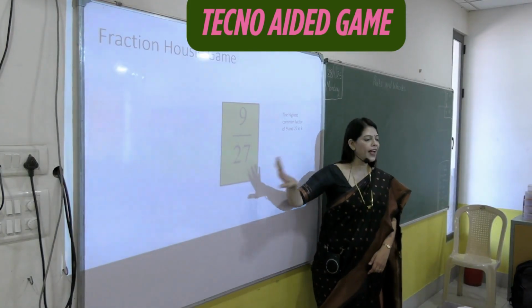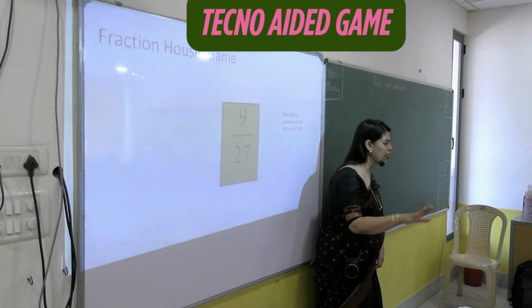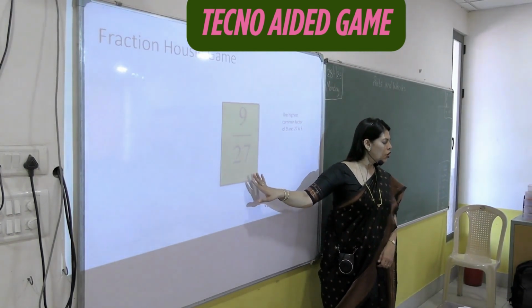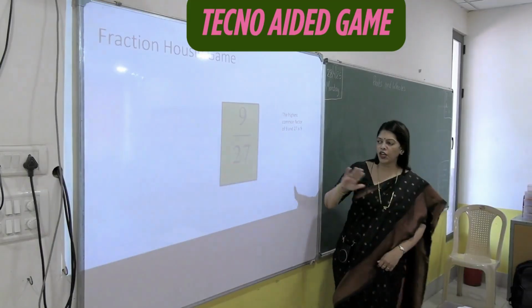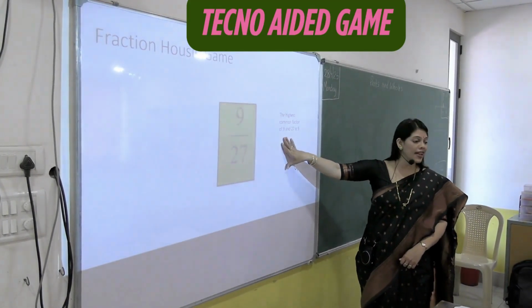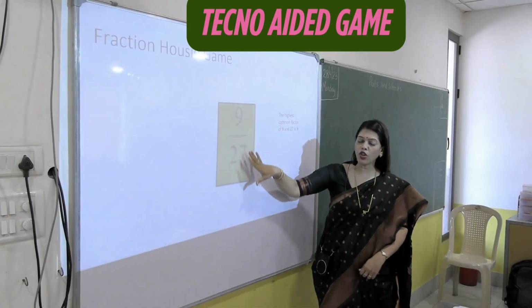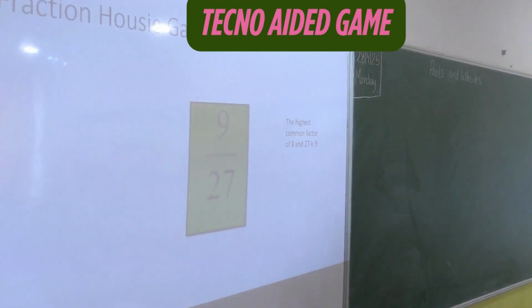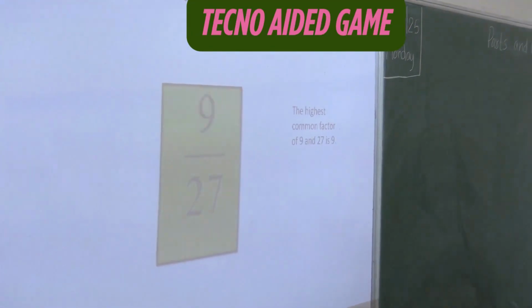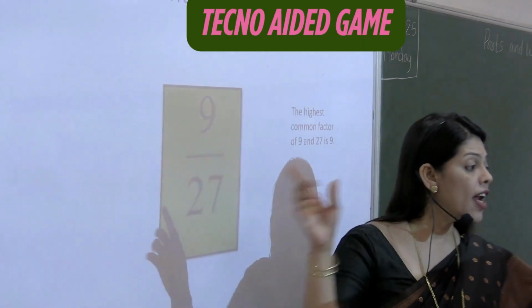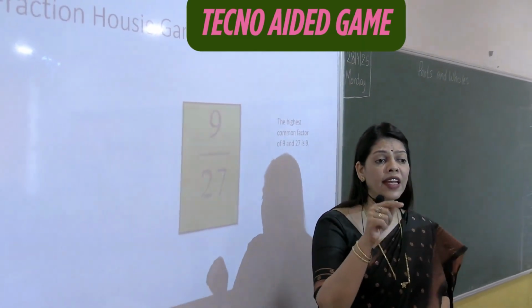Now you will not find 9 upon 27 in any of the tickets because this is not the lowest form. Is this the lowest form? No. So you have to reduce it. For reducing, what will you do? You will find the highest common factor, which is 9. So you can divide both the numbers with 9. If you divide 9 with 9, you get 1. And if you divide 27 with 9, you get 3. So the answer is 1 upon 3. Now check whether you have 1 upon 3 in your ticket.